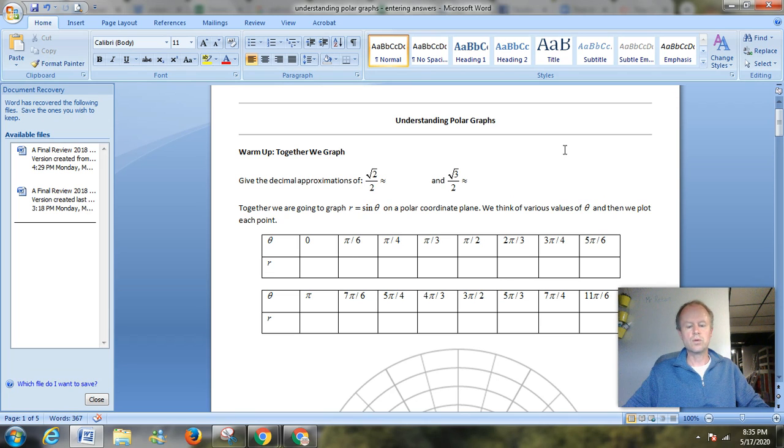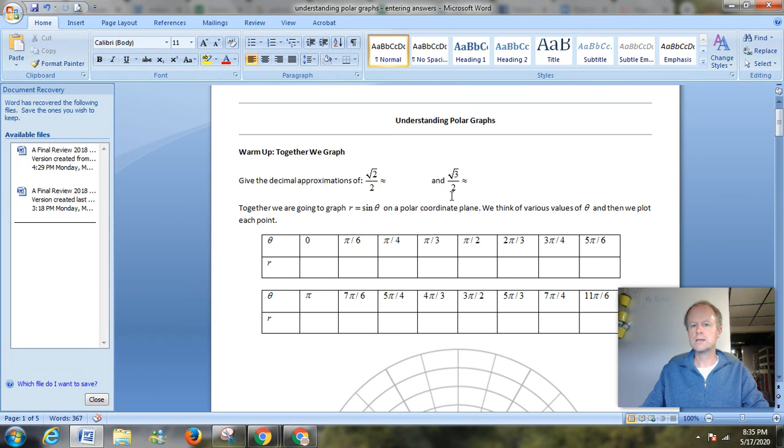So normally with equations in rectangular coordinates, it's something of the form y equals something in terms of x. And with polar coordinates, we usually say r equals something in terms of theta. And so we input a theta and then we get out a radius length.